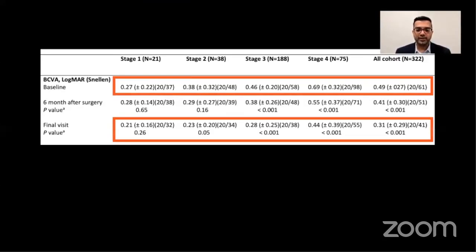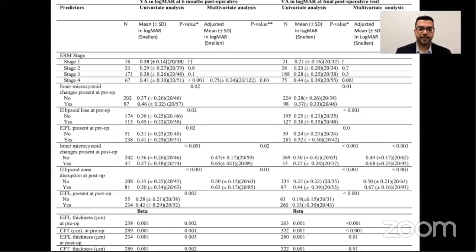We noticed that the greatest improvement in vision was noted in stage 3 and stage 4 eyes, which makes sense, as stage 1 and stage 2 may have had a ceiling effect on their visual acuity. While stage 1 did not have a significant improvement in visual acuity, this might be underestimating the improvement gained in symptoms such as metamorphopsia, which were not objectively assessed.